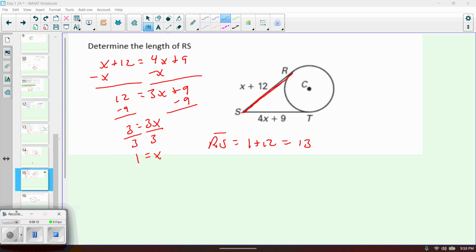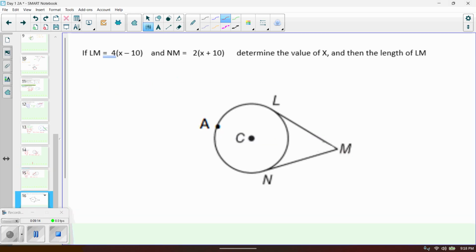Okay, we got one more example to do. If you want to, go ahead and give this one a shot yourself and then come back and see if you got it right. So pause the video, set it up, and see what you can do. Okay, this one they are actually asking us to find the value of x. So we really just need to set these things up.